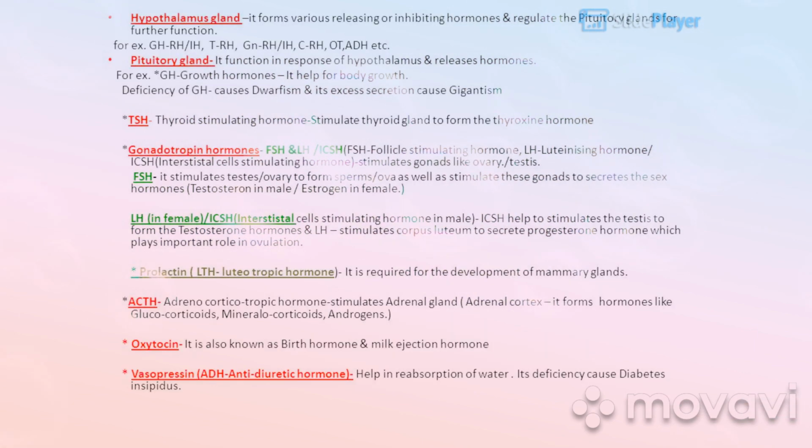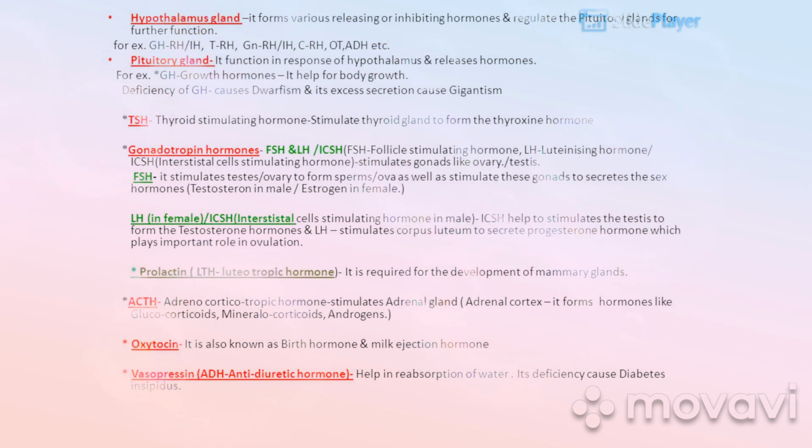Hypothalamus gland. It forms various releasing or inhibiting hormones and regulates the pituitary gland for further function. For example, GHRH/GHIH, TRH, GnRH/GnIH, CRH, OT, ADH etc. Pituitary gland. It functions in response to hypothalamus and releases hormones.